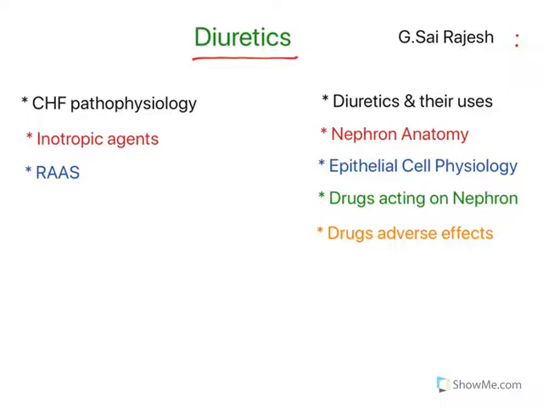This is a continuous series, part of the congestive heart failure series. In the previous lectures, I have discussed congestive heart failure pathophysiology, inotropic agents and the renin-angiotensin-aldosterone system. In this video, I am going to explain diuretics and their uses, nephron anatomy, epithelial cell physiology, drugs acting on nephron and various adverse effects of the drugs.